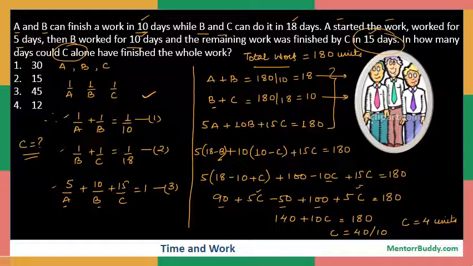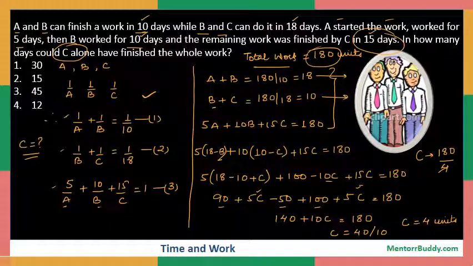Now, to finish the complete work, that is 180, how much time will C take? C will take 180 divided by 4, and this becomes 45, and hence the time taken by C alone to finish the work becomes 45 days. Hence your answer becomes option number C.